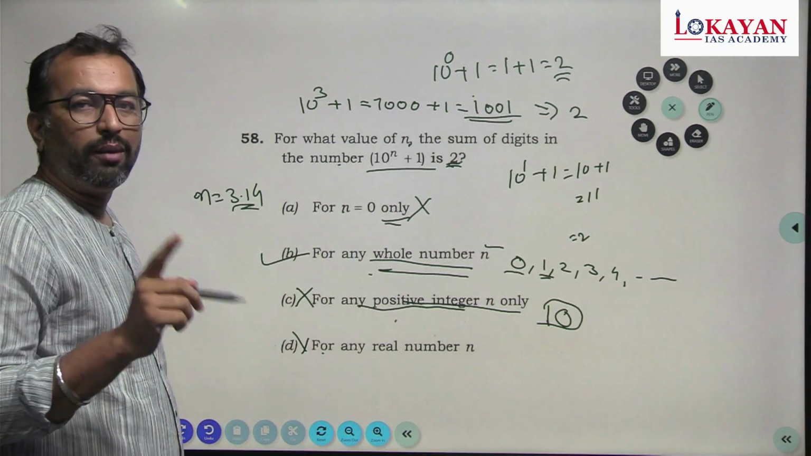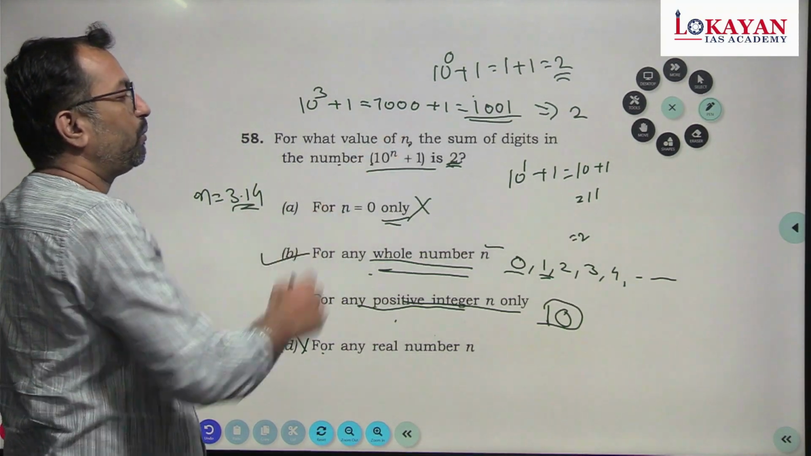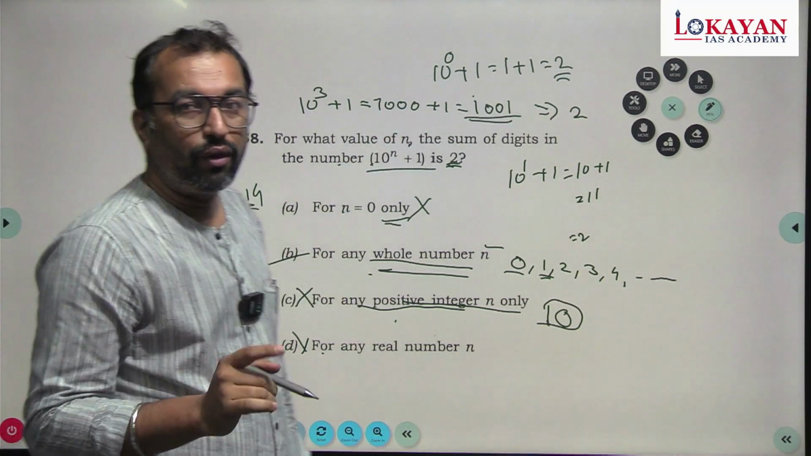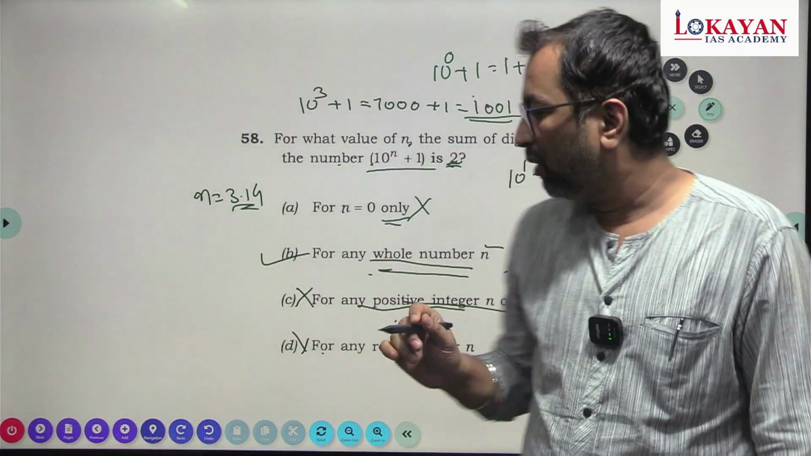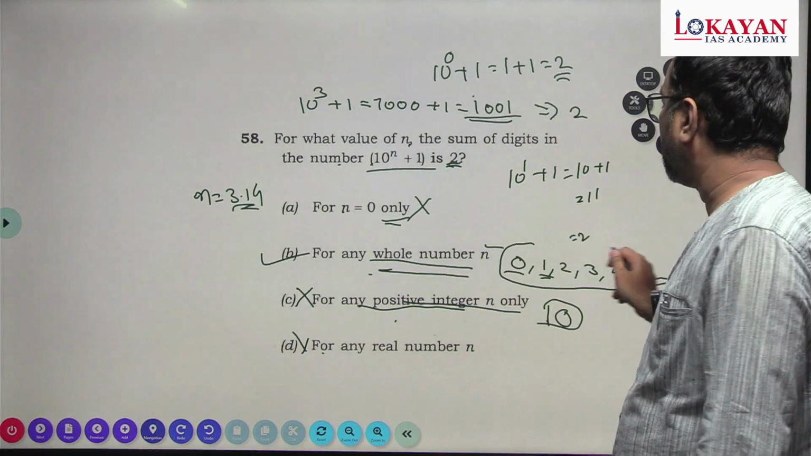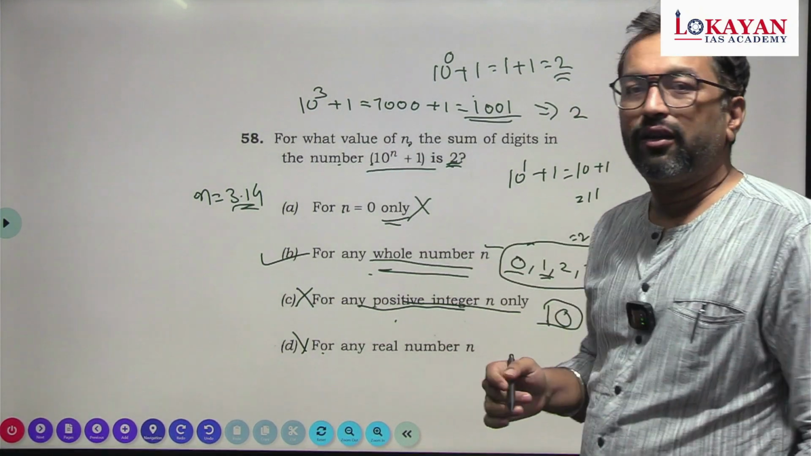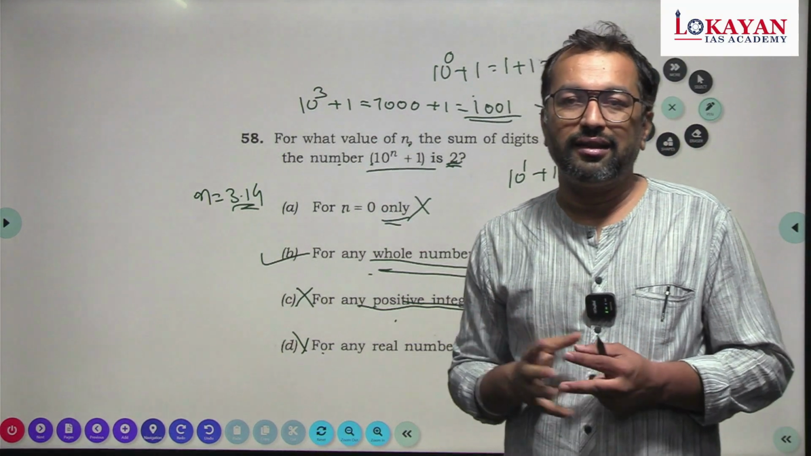For any whole number n, the value of 10 to the power n plus 1 always gives the digit sum 2, because whole numbers consist of 0 as well as positive integers. So these are a few examples from surds and indices.